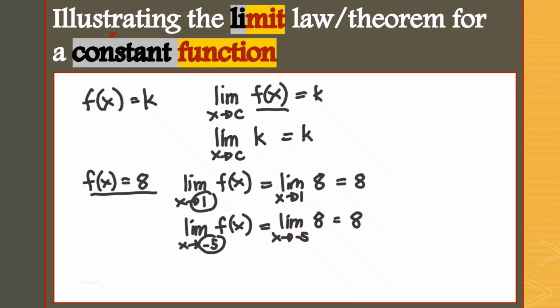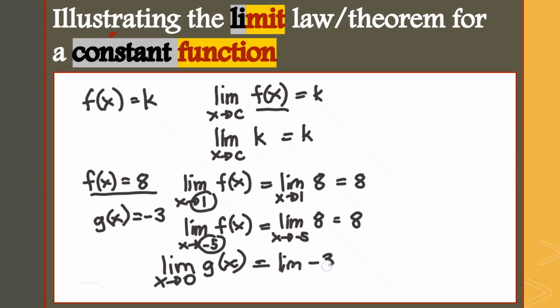Let's have one more example here. Let's say our g of x is equal to -3. If you're solving for the limit of g of x as x approaches, let's say, 0, this will still be the limit of -3 as x approaches 0. This is still -3 itself. So basically, in simple terms, the limit of a constant function is the constant itself.